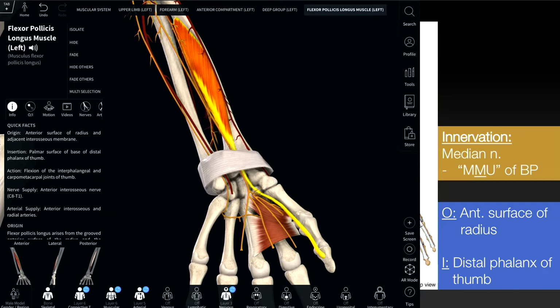There is a Flexor Pollicis Brevis. I'm not going to show it to you, but the difference would be the muscle belly is a lot shorter. Longus, this is a long muscle belly. Brevis, it's much shorter.